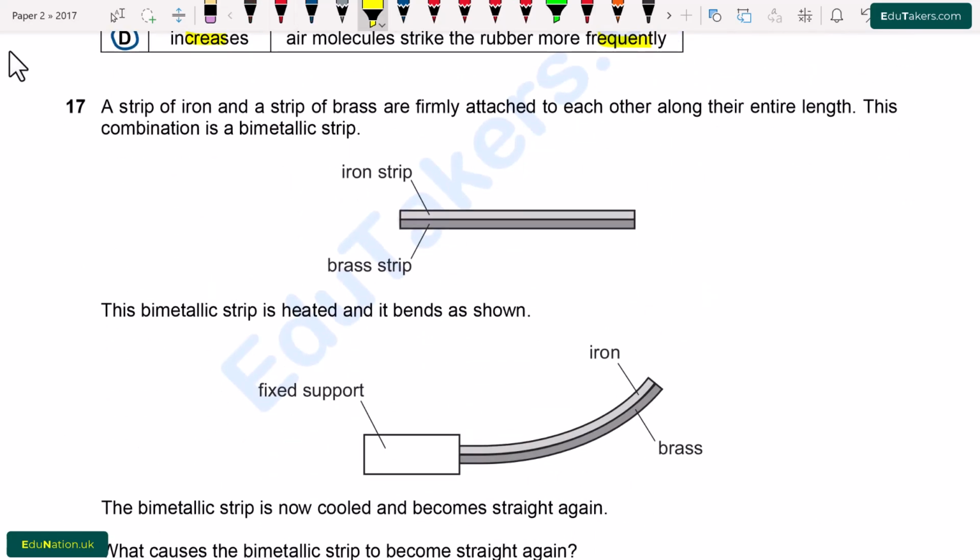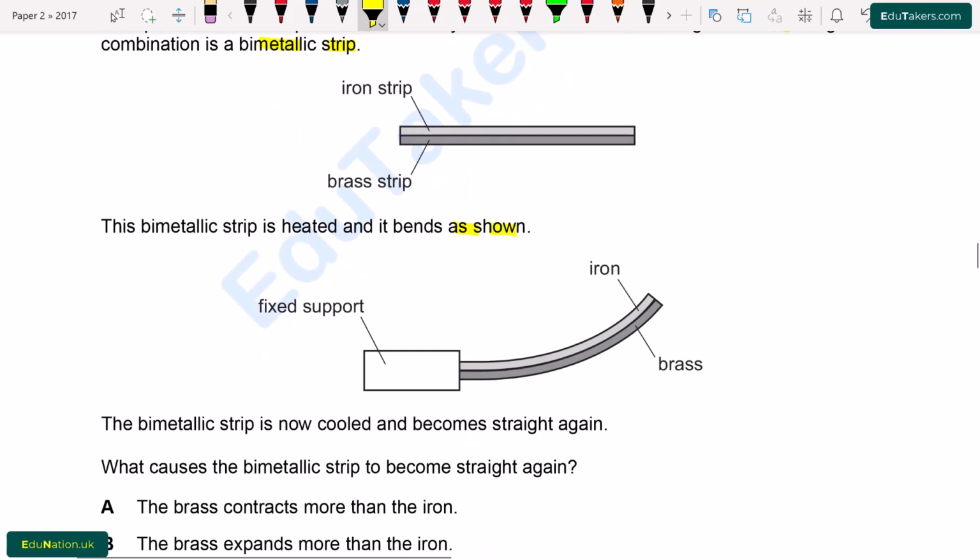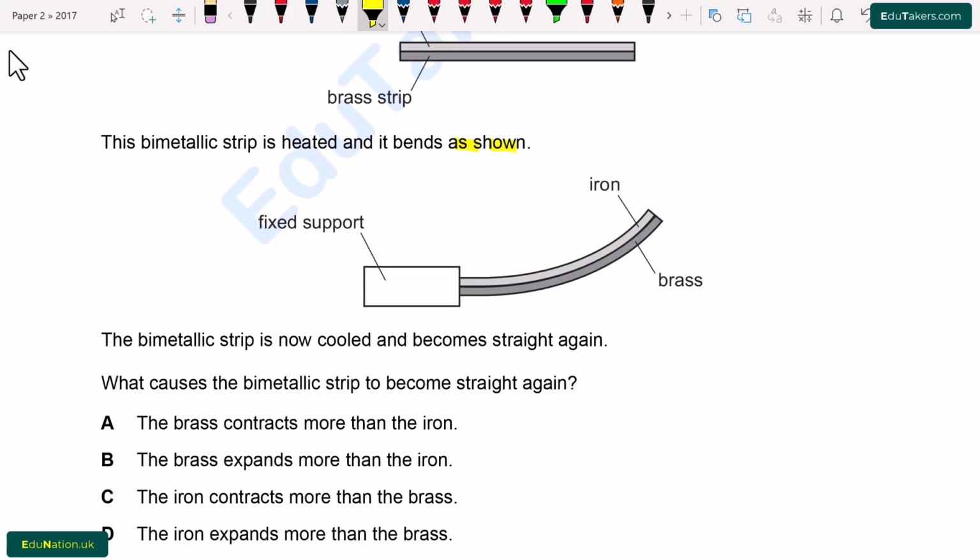Question number 17. A strip of iron and a strip of brass are firmly attached to each other along their entire length. This combination is a bimetallic strip. This bimetallic strip is heated and is bent as shown. So there is the bending of this bimetallic strip. The bimetallic strip is now cooled and becomes straight again. What causes the bimetallic strip to become straight again? Option A, the brass contracts more than the iron. B, the brass expands more than the iron. C, the iron contracts more than the brass. D, the iron expands more than the brass.